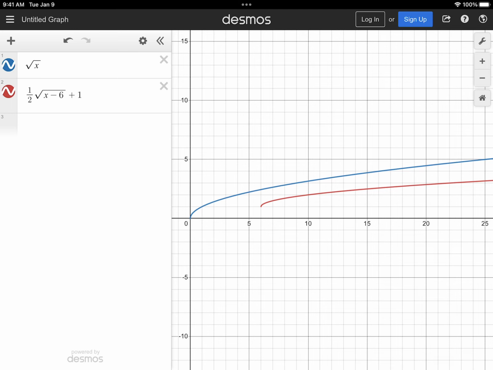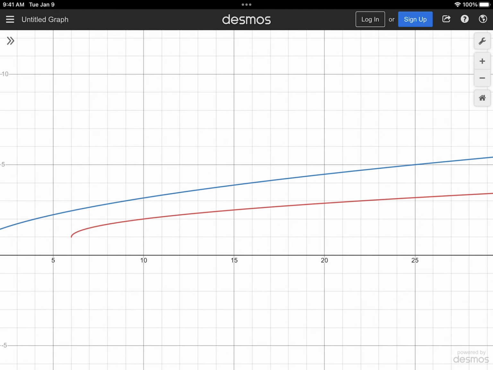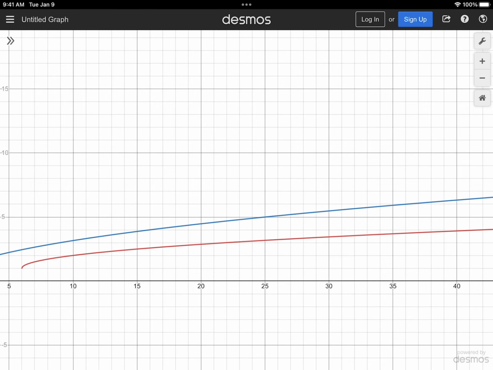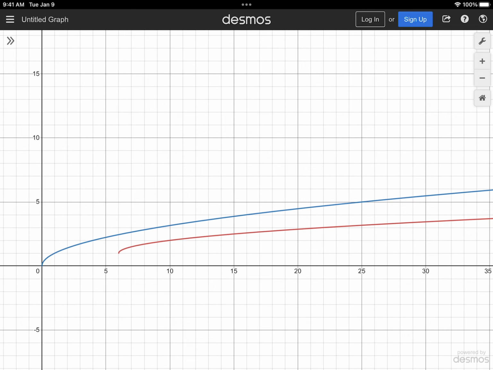So what do we have here? We have a vertical compression of a half. We have a shift to the right 6 units, and then we have a shift up 1 unit. All right. So that is the idea here. Now, if you just look at this graph, it doesn't look like the red graph is shifted up 1 unit from the blue graph, does it?